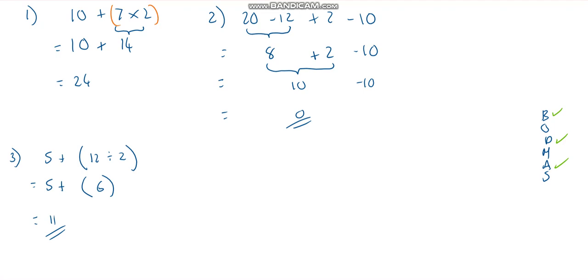Once you're inside the bracket, Bodmas would apply. So let's say I got something like 5 plus, in brackets, 12 divided by 6 plus 2.